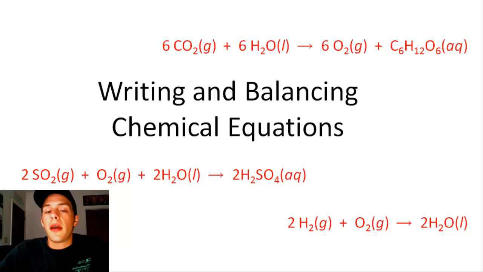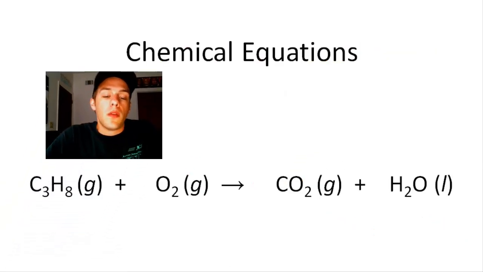So let's go ahead and get into the nuts and bolts of chemical equations. This example right here is an equation that describes the combustion of propane. Propane, C3H8, is going to react with oxygen, and that's going to form carbon dioxide and water. This is the chemical reaction that takes place inside of your gas grill. Anytime you fire up your gas grill, this chemical equation is describing the reaction that's going on.